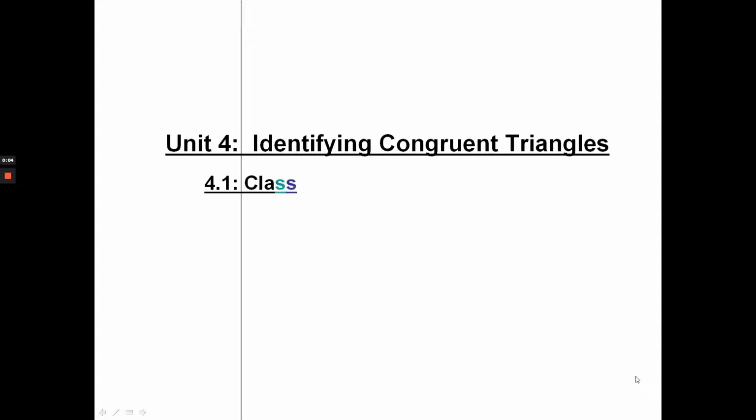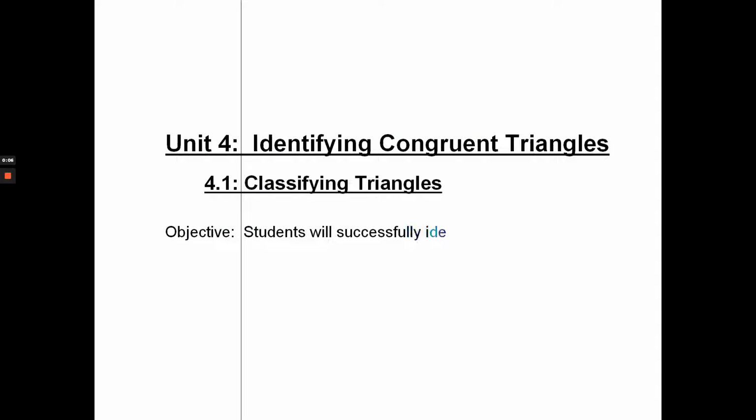Okay, Unit 4, Identifying Congruent Triangles, Section 4.1, Classifying Triangles. Our objective is students will successfully identify the parts of triangles and classify triangles by their parts.